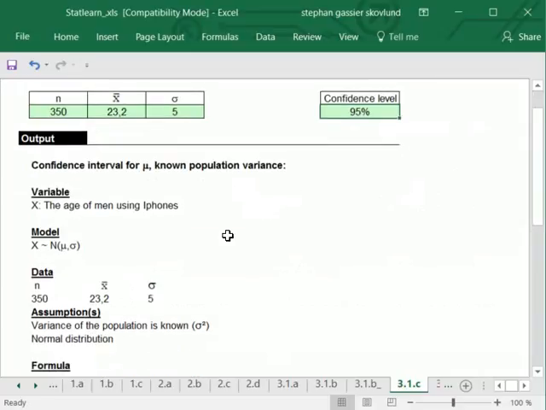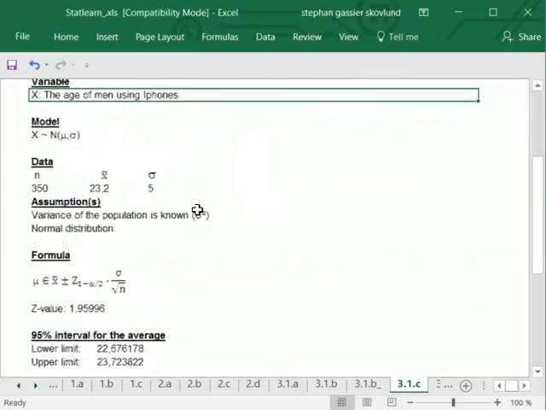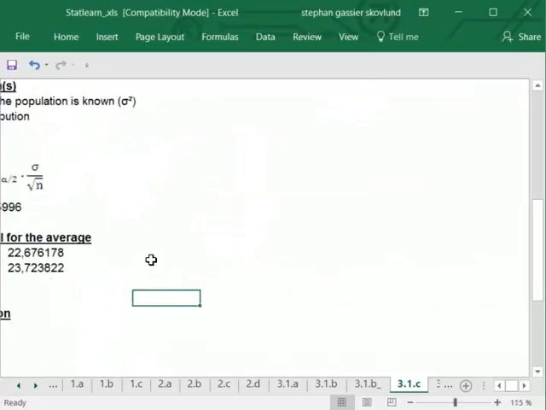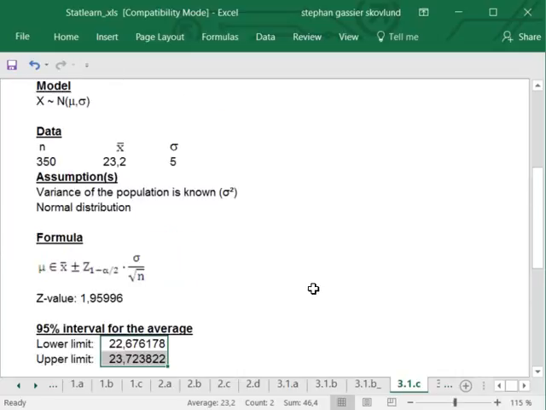It's 95, so that's fine. We have the variable defined. It's the age of men using iPhones. Here we have the data, we have the formula, and this is the interesting part here. This is the interval. Now the interval tells us that there is a 95% probability that the average age of men using an iPhone is between 22.7 and 23.7 years. So that is the average for men lying in this interval here.